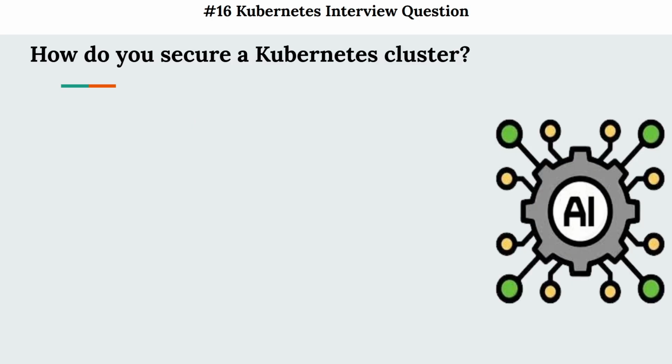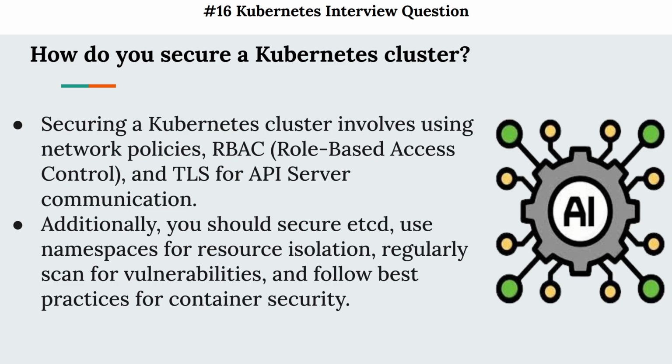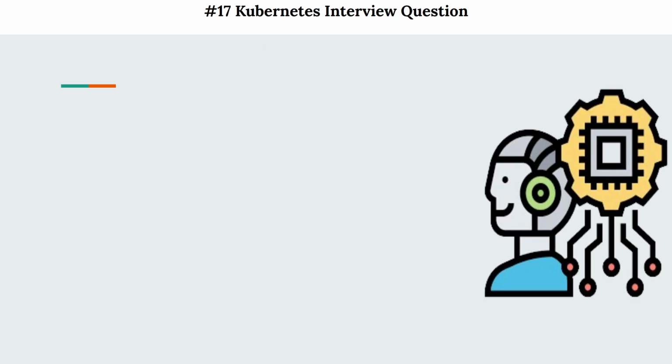Let's see the answer. Securing a Kubernetes cluster involves using network policies, RBAC, role-based access control, and TLS for API server communication. Additionally, you should secure etcd, use namespaces for resource isolation, regularly scan for vulnerabilities, and follow best practices for container security. Let's move to the 17th question.